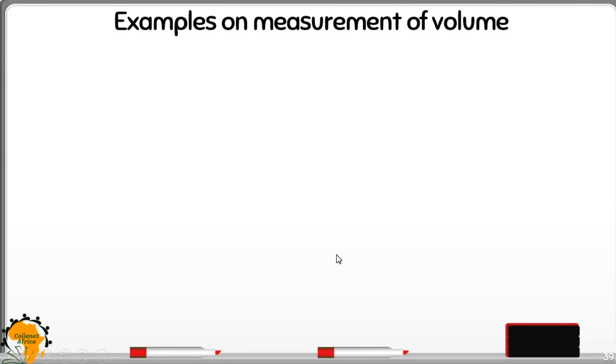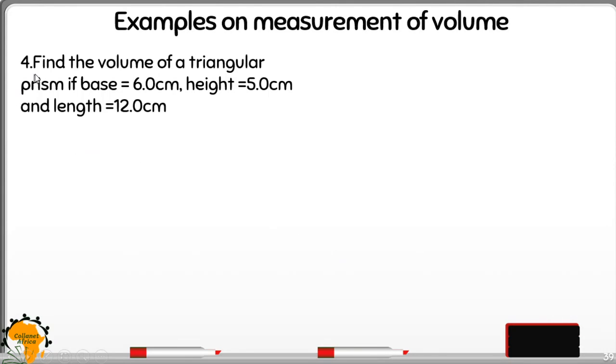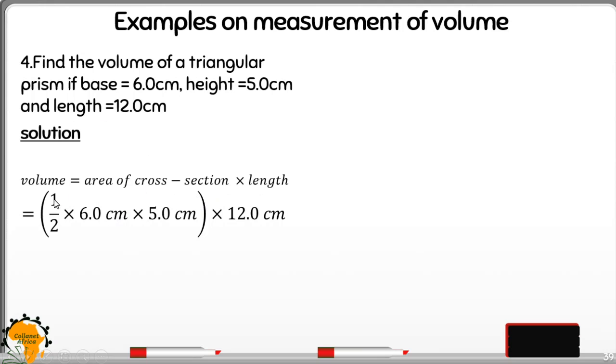Then we proceed to another example. Find the volume of a triangular prism if base is equal to 6, height is 5, and length is 12 centimeter. Start by writing the formula. Area of cross-section multiplied by length. The area will be a half base times height, then you multiply by length. So finally, when you multiply, you get your value, 180.0 cubic centimeter. You proceed and convert it into cubic meter.